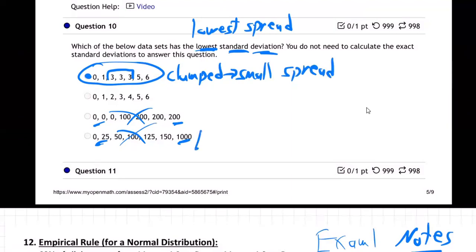What's the largest? This one down here. If they asked you for largest standard deviation, it would have been this one, because this is the largest spread, isn't it? They're really spread out. So there we go. That's how that works.